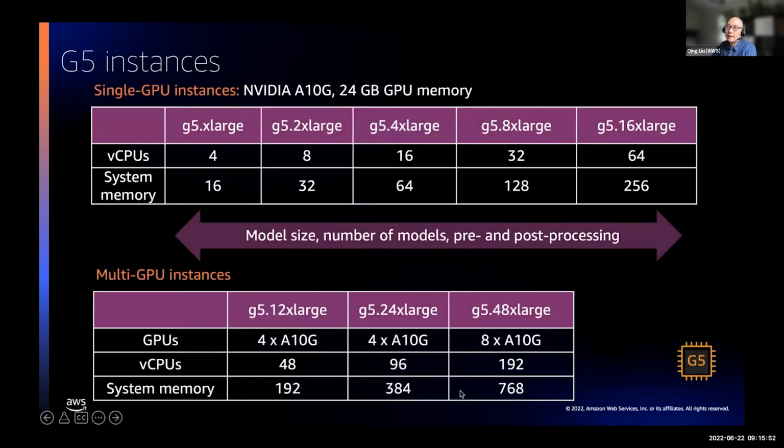As you probably saw in the previous slide, within a family, we also have multiple instance sizes. From G5 xlarge all the way to G5 48xlarge, they have different CPU and system memory configurations. From xlarge to 16xlarge, they use a single GPU. But if you would like to use multiple GPUs in one instance, we have 12xlarge, 24xlarge, and 48xlarge for you to choose from, where each one of them has either 4 or 8 GPUs for you to use.